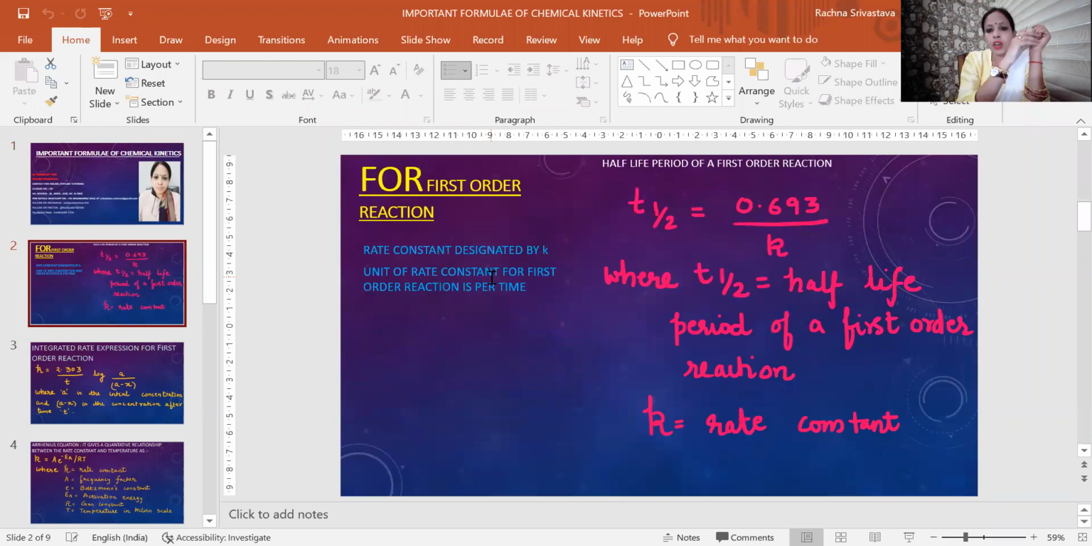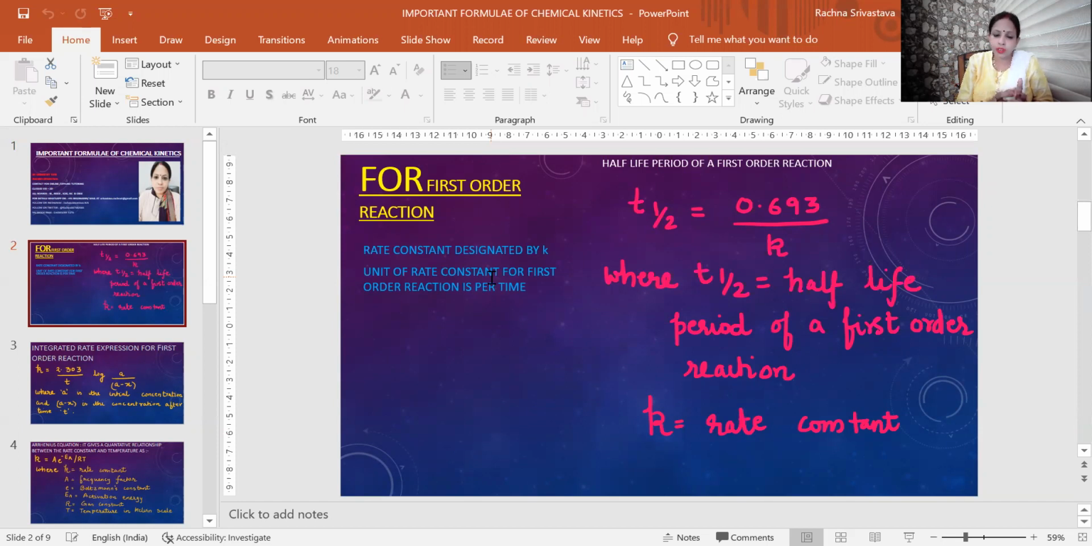So let's start with the first one, that is your half-life period of a first order reaction. Now the order of reaction can be zero order, first order, second order, third order, and so on. What is this order of reaction? When you write the rate law equation, your concentration term is raised to the power of the stoichiometric coefficient. That represents the order of reaction. And when you sum these up, you come to know the overall order of the reaction.